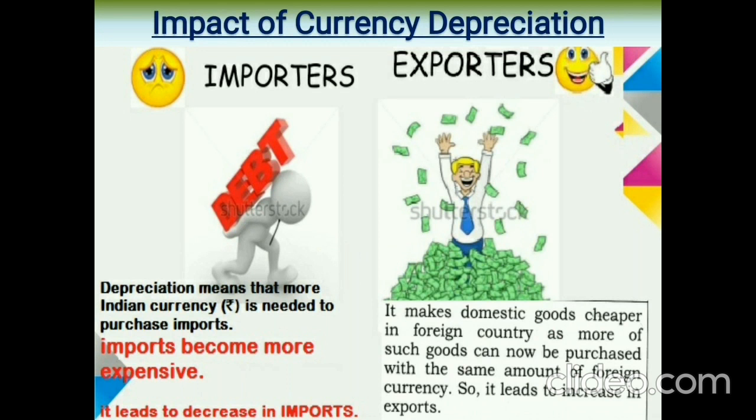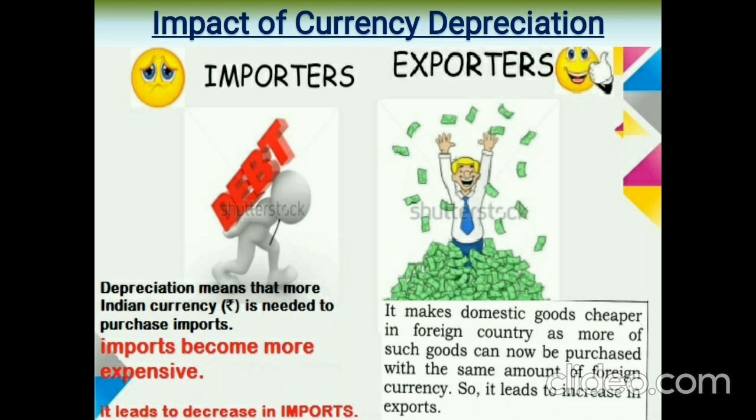Depreciation makes domestic goods cheaper in a foreign country, as more of such goods can now be purchased with the same amount of foreign currency. Before depreciation, American citizens, as we take the example of USD, were buying rupees 70 valued goods and services in exchange of 1 USD.